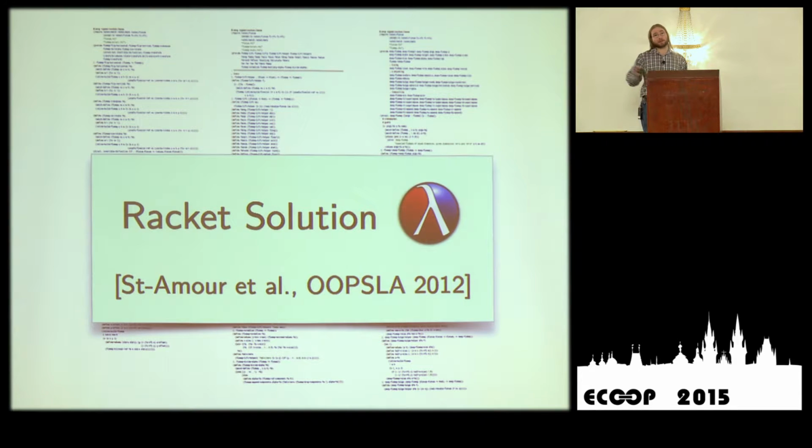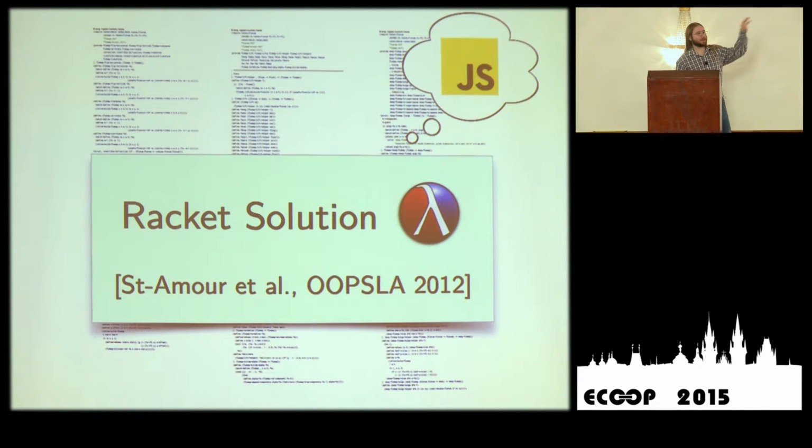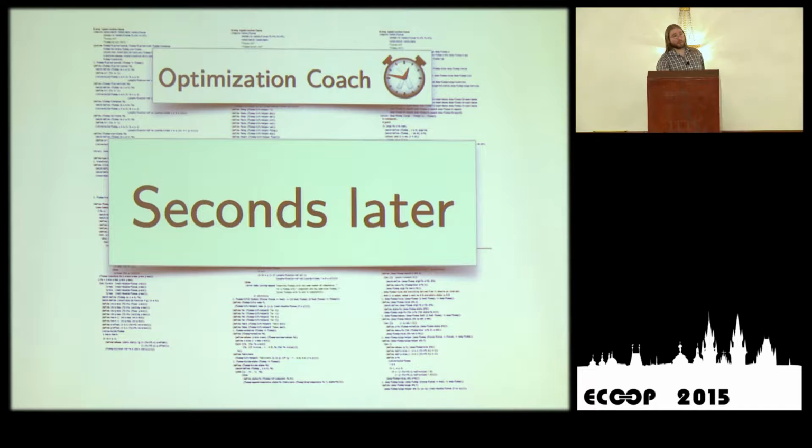So now I'll do a slight detour and tell you about how we solved this problem in the Racket world. And that's previous work that I presented at OOPSLA a few years ago. But always keep in the back of your head that we're going to be taking this to JavaScript. So you can't forget about JavaScript. This is ECOOP. So what we did to solve these problems is we built a new kind of performance tool that we called an optimization coach.